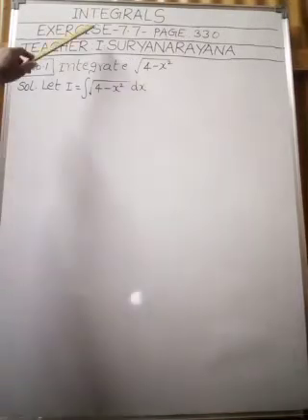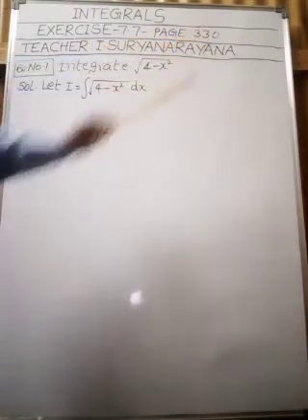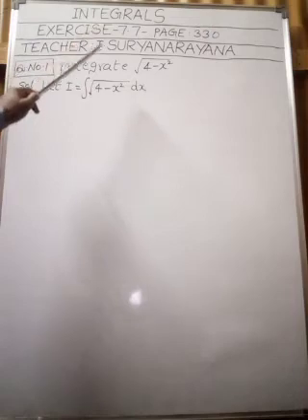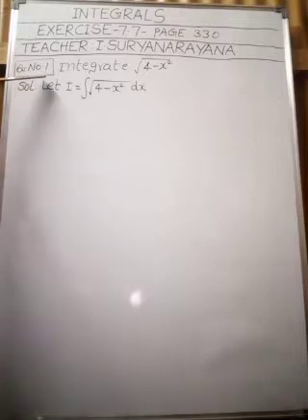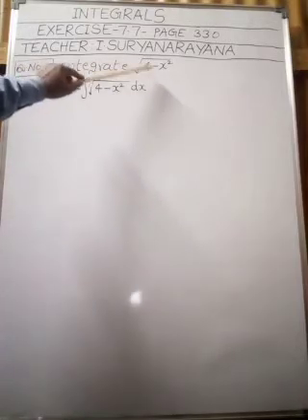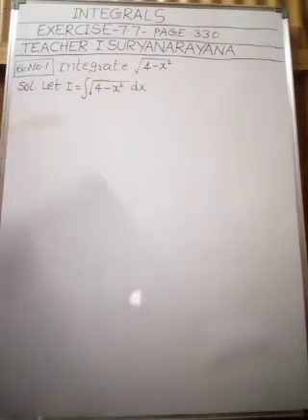Now come to the exercise 7.7, page number 330 in the textbook. Now we are going to solve the sums in the exercise 7.7. Okay, my dear children, by using the three standard integrals, we evaluate the integrals of the given functions. See, question number 1. Integrate square root of 4 minus x square. Okay, my dear children, understood this question? Right. Come to the solution part.